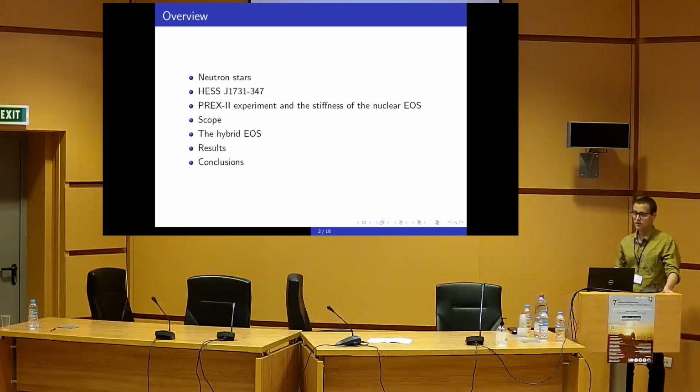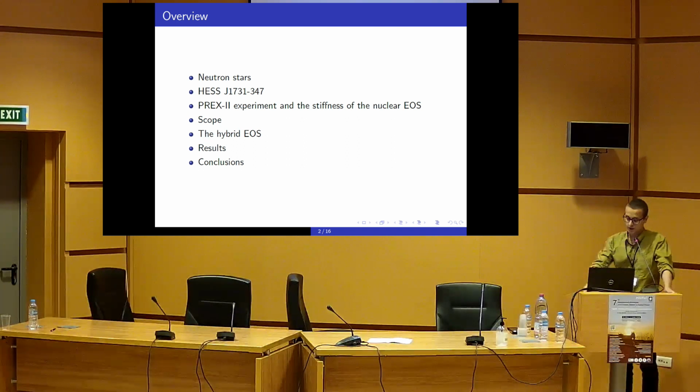So as an overview of the talk, we are going to talk about neutron stars and neutron star observations, although this we are going to talk about briefly as it was covered in previous talks. Then we are going to talk about the supernova remnant at hand, the PREX-2 experiment and how it relates to the stiffness of the nuclear equation of state, what is the purpose of the study, the mathematical framework briefly, and then we are going to present the results and their implications.